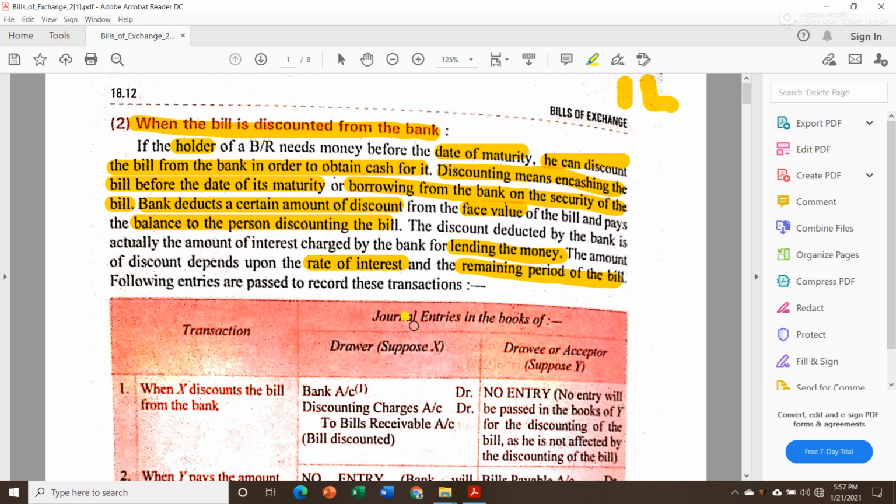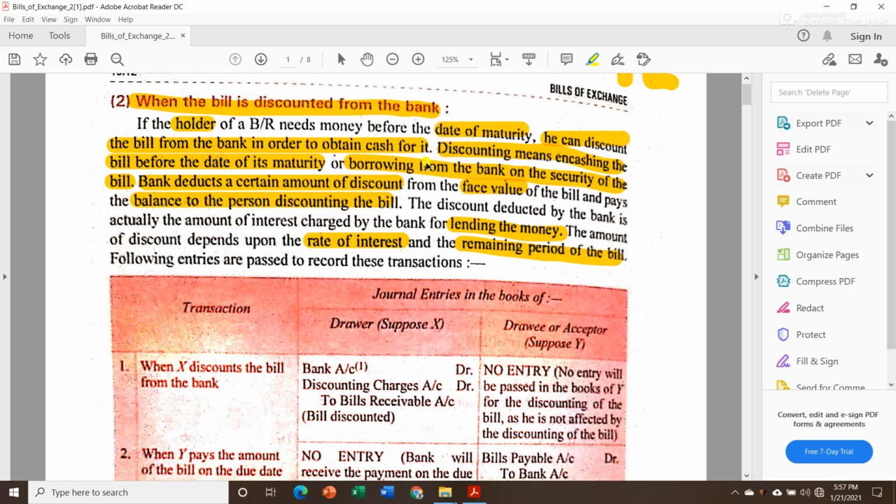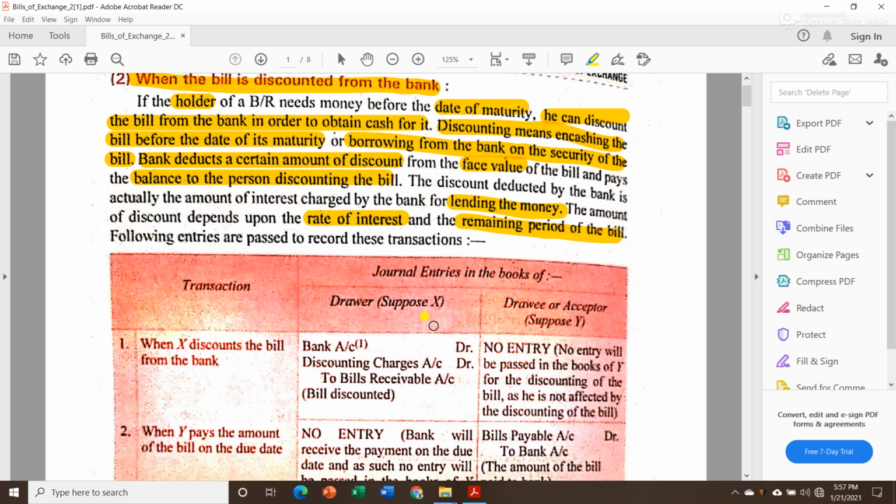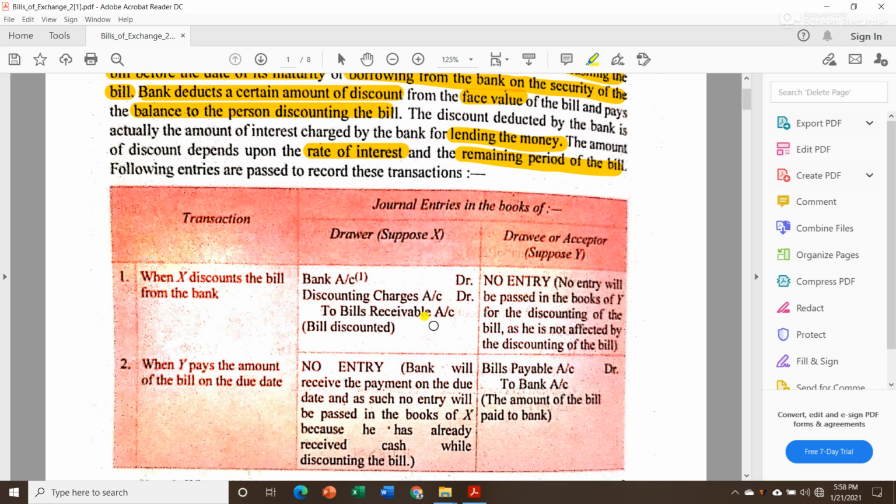Now in this condition also, as we have seen in the previous session, in a bill of exchange we have nothing to do but to pass journal entries in the books of the parties involved. So while discounting a bill from the bank also we have to pass journal entries. So let us see what the transactions are and what the journal entries will be regarding those transactions.